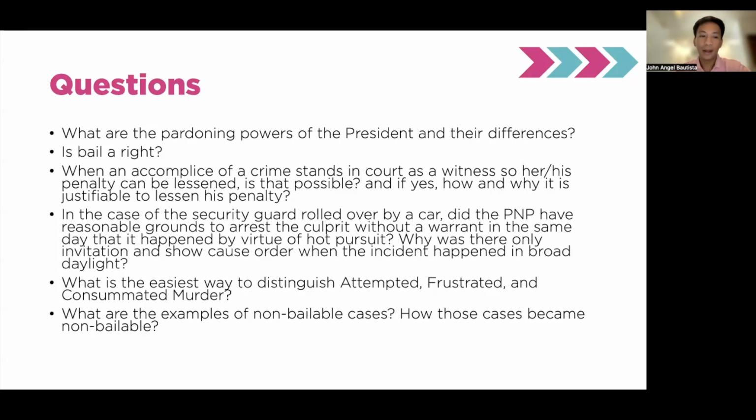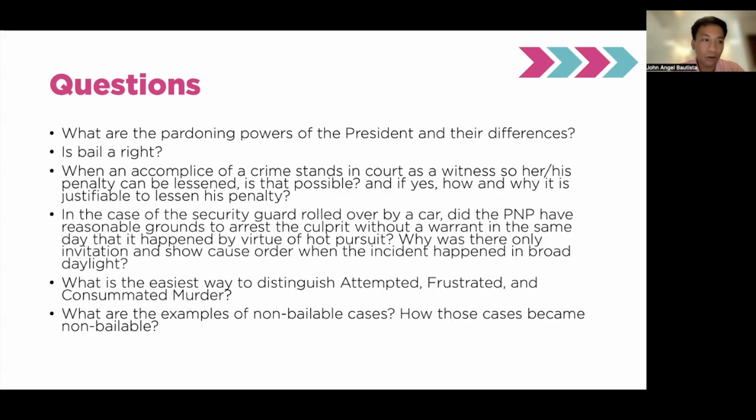So, yeah. Next, what is the easiest way to distinguish attempted, frustrated, and consummated murder? Itong attempted, I forgot to discuss this, pero discuss ko na lang din dito. When you say attempted, there was intent to commit a crime, pero hindi lahat ng steps to commit the crime nangyari. No, may ibang elements, may ibang for some reason hindi nagawa lahat ng tao to execute a proper death ng tao. So frustrated, lahat ng elements ng crime nangyari pero hindi siya naging murder dahil hindi namatay yung tao. No?